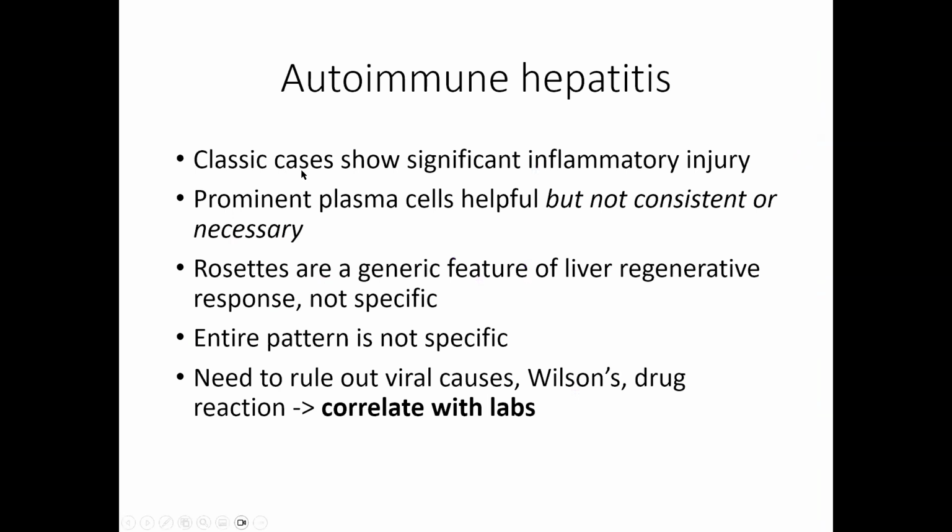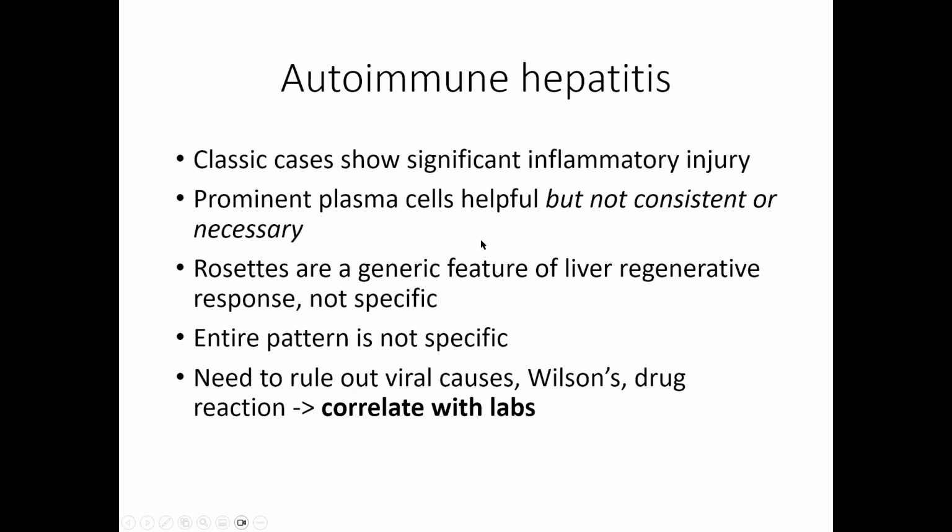So classic cases of autoimmune hepatitis really show quite a bit of inflammatory injury, unless the patient is being treated with steroids for some other reason. We like to see prominent plasma cells to help us feel more confident that this could represent autoimmune hepatitis, but they're not consistent in every case, and you don't need to see plasma cells in order to diagnose or at least to support the diagnosis of autoimmune hepatitis. Rosettes, again, are just a generic feature of regenerative processes, and so it's not a specific feature of autoimmune hepatitis.